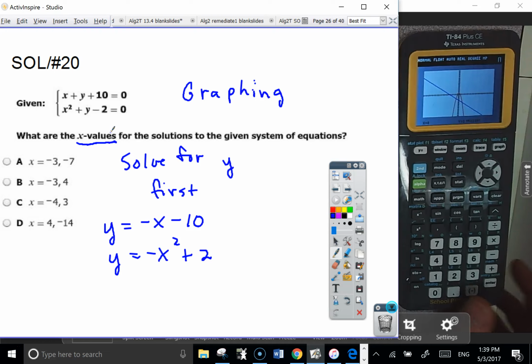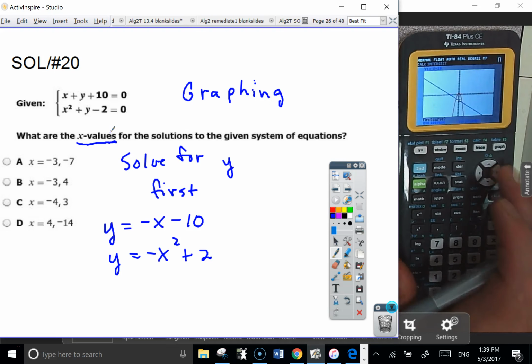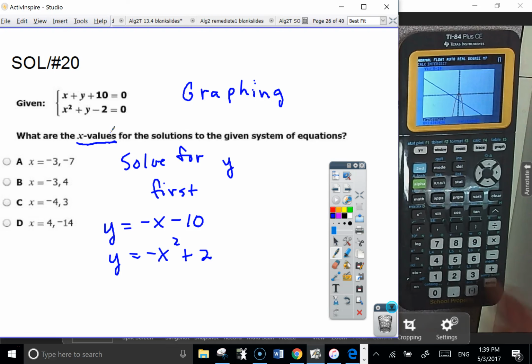Cursor over so you're closer to it, right? So second trace 5. I'm going to right arrow so that it's closer to the other point. Enter, enter, enter. And it says 4. So there's my -3 and 4.